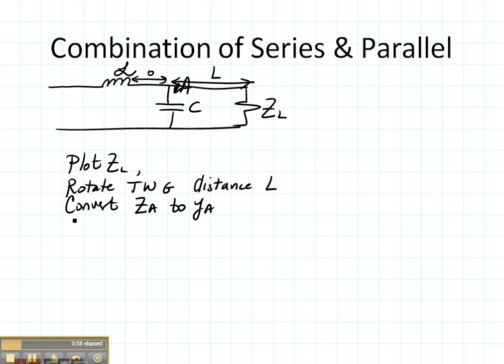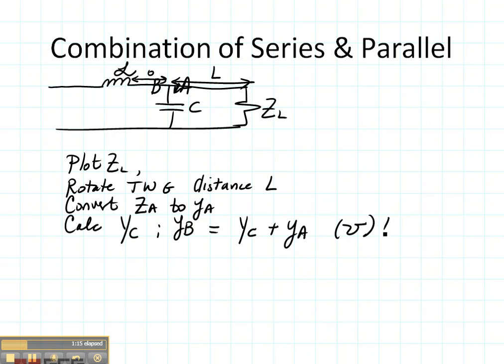And then we would calculate the admittance of the capacitor, and point B, YB, I'm going to write that B, is right there, would be equal to Y of the capacitor plus YA. Remember that both of these are in mhos. Don't forget to denormalize. And denormalize means that you multiply by Y naught, which is 1 over Z naught.